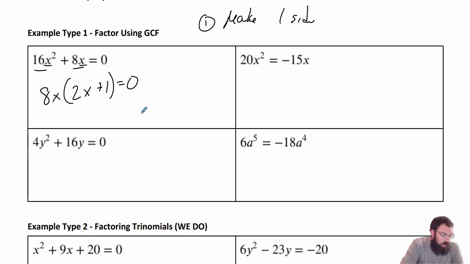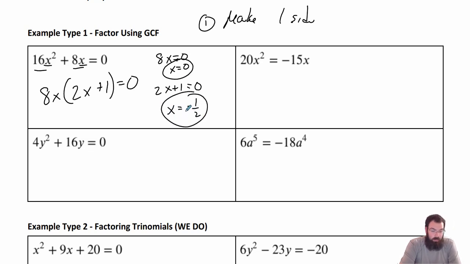Now we use the zero product property. I take 8x equals 0, and 2x plus 1 equals 0. In this case, I can divide by 8, I get 0 still. In this case, I subtract 1, divide by 2, and I get x equals -1/2. And those are my two answers for that problem. Okay, this is how we do it. Not that bad. Let's do the next one.